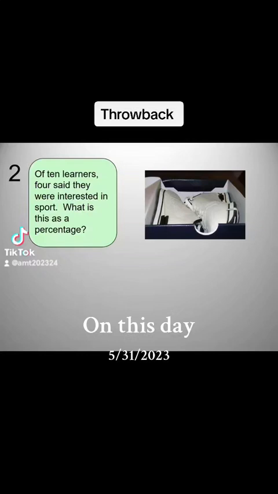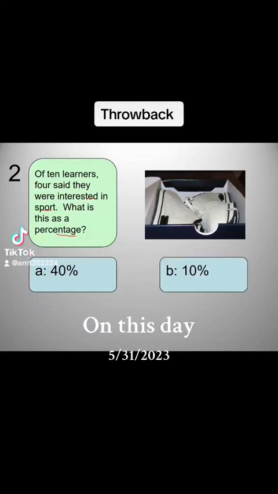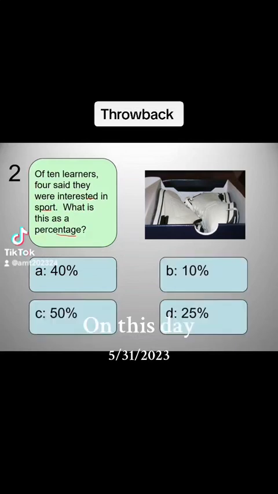Question number 2. Of 10 learners, 4 said they were interested in sport. What is this as a percentage? Is it A 40%? Is it B 10%? Is it C 50%? Or is it D 25%? So 4/10 as a percentage.